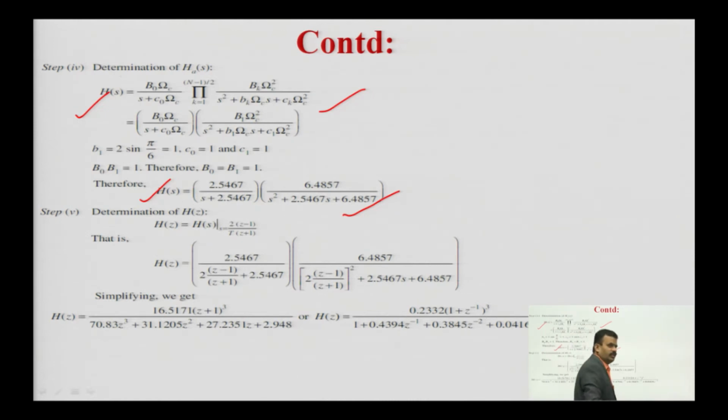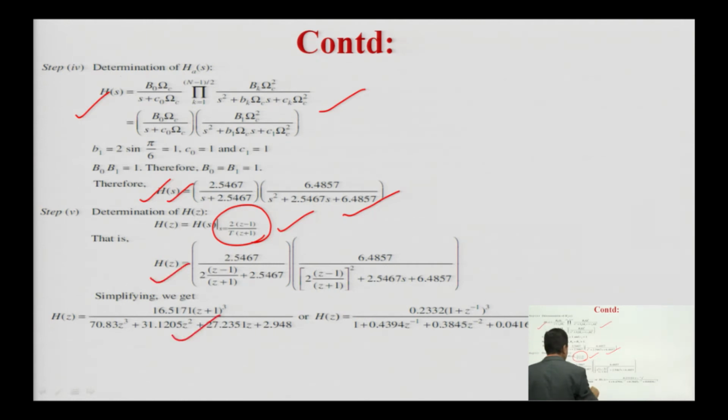Now, if you are having the H(s), then you can convert this H(s) into H(z) very easily, because you are using here bilinear transformation method. In bilinear transformation method, what you have to put only, s is equal to 2 by T into (z minus 1) upon (z plus 1). If you put s is equal to 2 by T into (z minus 1) upon (z plus 1) in this H(s), then you will calculate the finally H(z), and this is your final answer here.